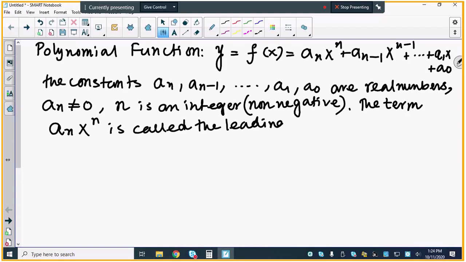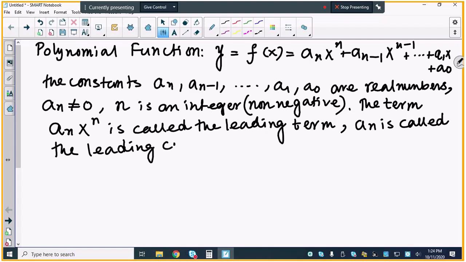It will be interesting for us to know the leading term because it is going to help us understand the end behavior of the graph of a polynomial function. In particular, a_n is called the leading coefficient, and n is called the degree of the polynomial.